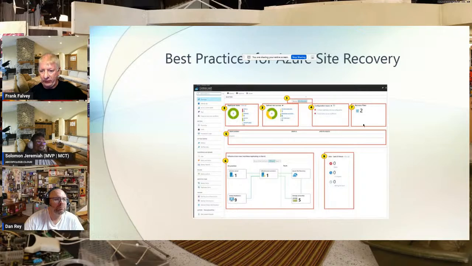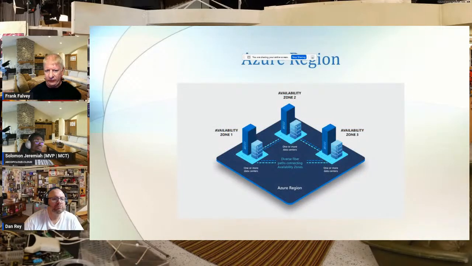Number 7 is your recovery plan, and number 8 is any jobs that happened in the last 24 hours. This one gives you how an Azure region is set up. As I was saying, I'm in Dublin. Microsoft's data center in Ireland is in Dublin, and they have one in North Dublin, one in the South Dublin, and then they have one in the West.